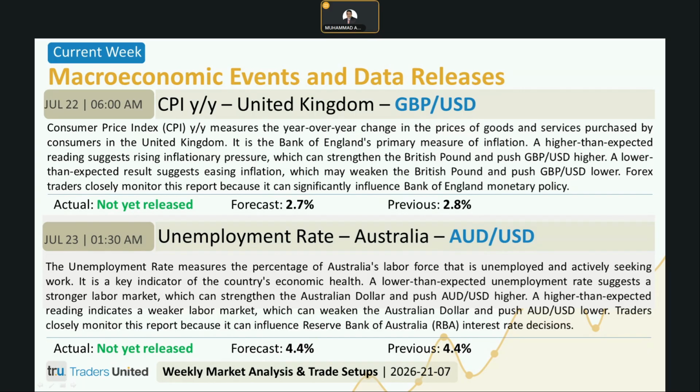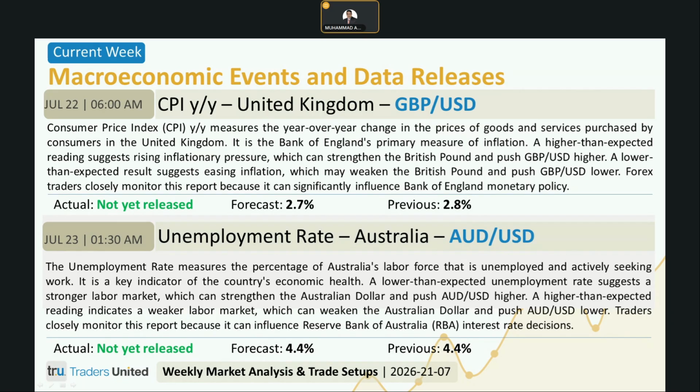So this report is actually published by the Australian Bureau of Statistics. The report is one of the most important indicators of labor market conditions and overall economic health. A stronger labor market supports consumer spending and economic growth, while a weaker labor market may increase expectations for lower interest rates. The Reserve Bank of Australia closely monitors employment data when making monetary policy decisions.